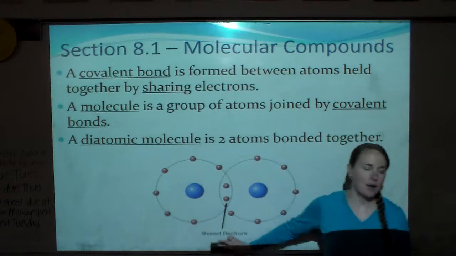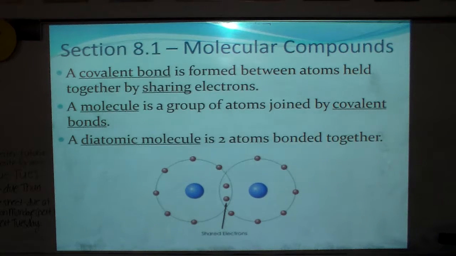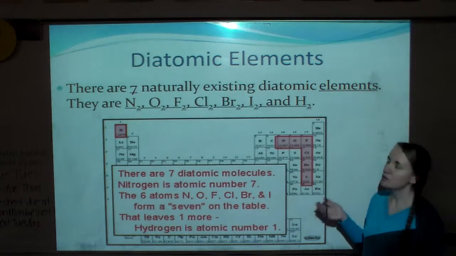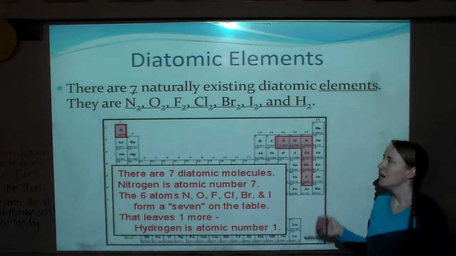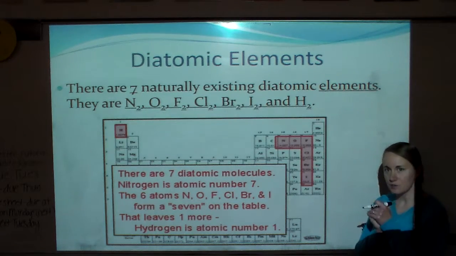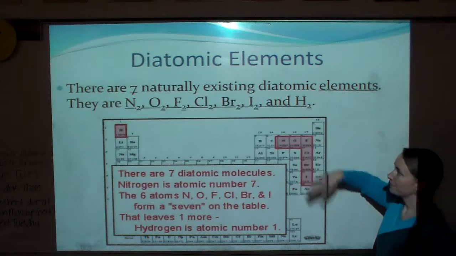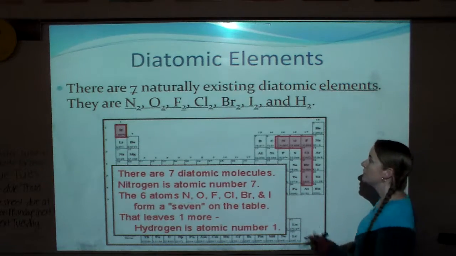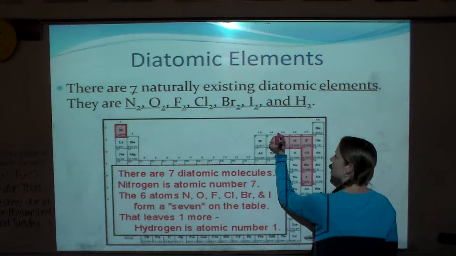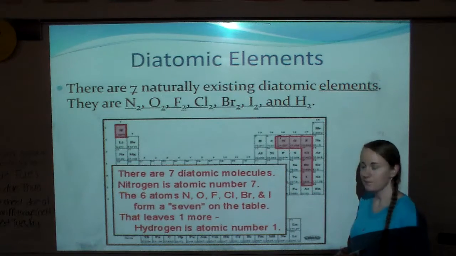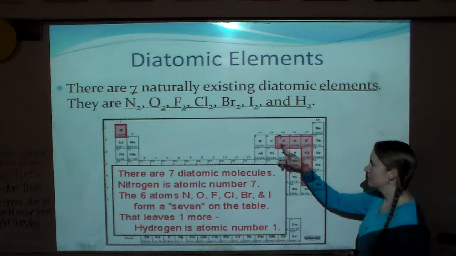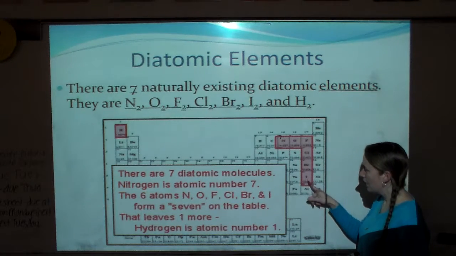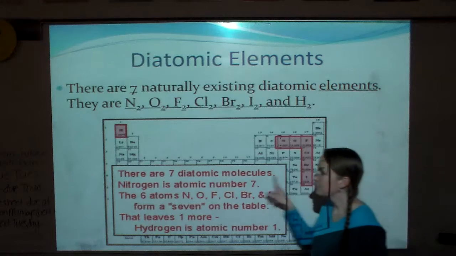So let's look at those diatomics again. Because there are 7 elements that naturally exist as diatomics. And what that means is two bonded together. Just like we said, di means two. And it's really easy to remember because there are 7 of them. So you start at element number 7, like this is atomic number 7, it's nitrogen. And then you make a big 7. See the 7? So it's N, O, F, Cl, Br, I, but what's not in the 7?